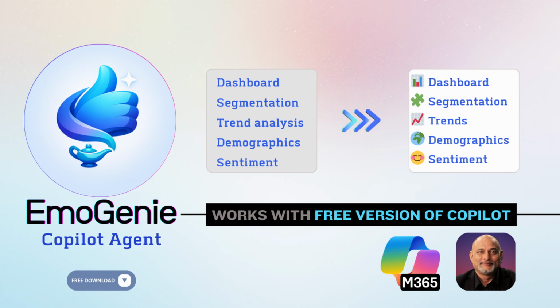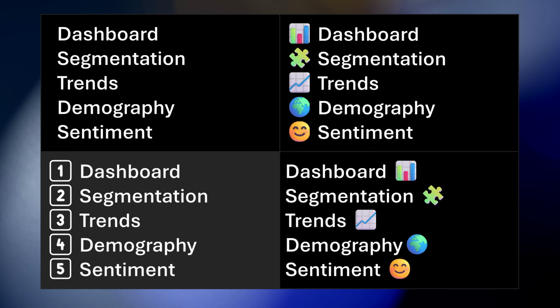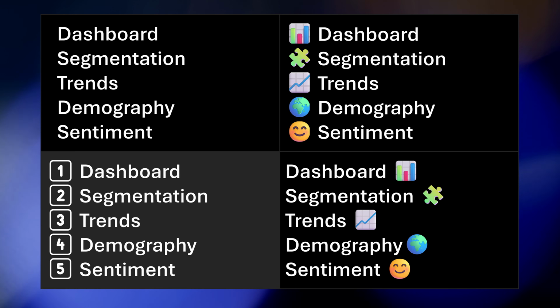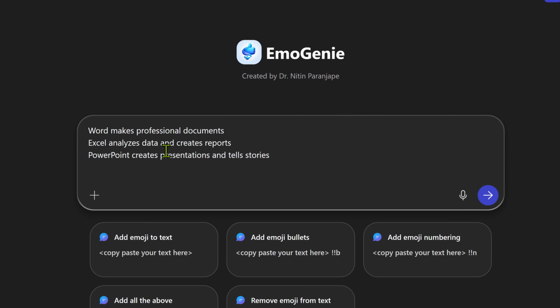Here is my new agent, EmoGenie. When you give text, it puts emoji bullets or emoji numbering, or it puts emoji anywhere in the text when relevant. So let's see this in action. I put three sentences and just submit the text.